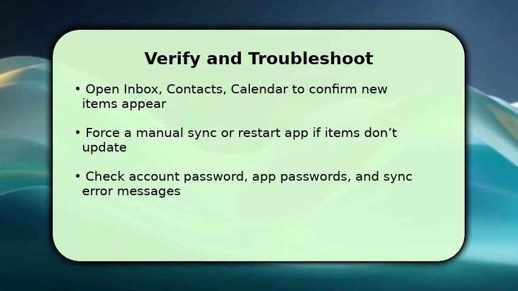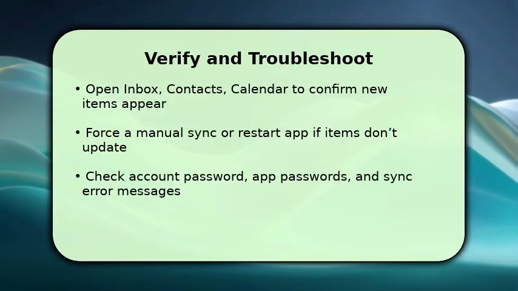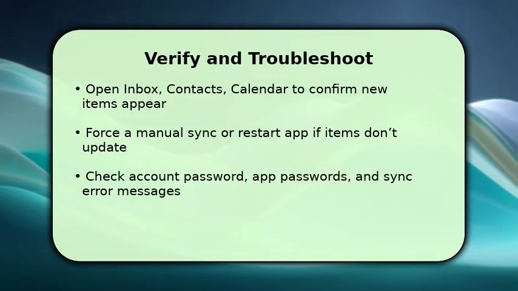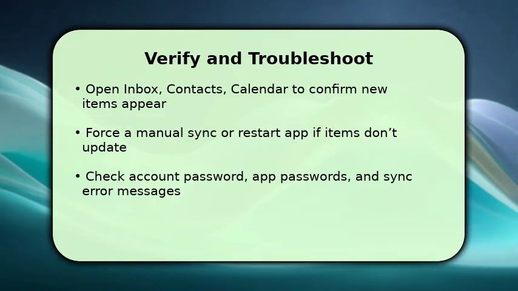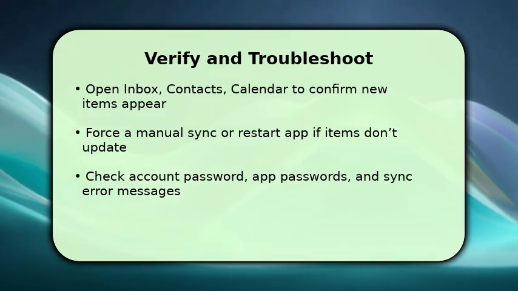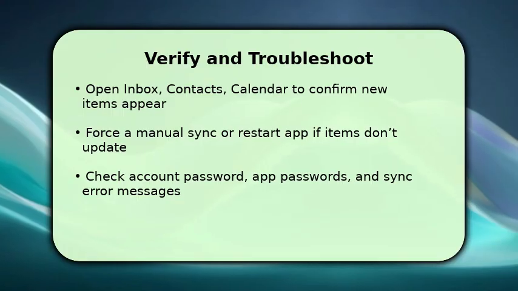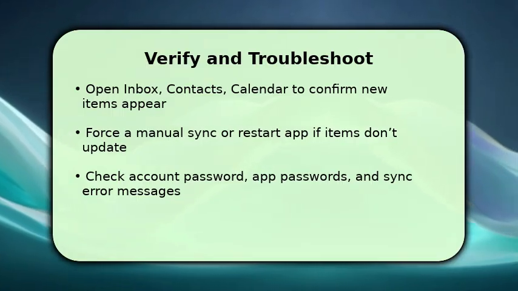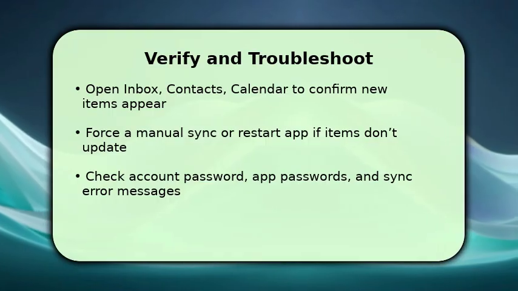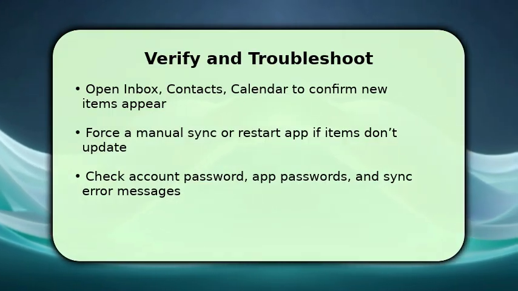Make sure your account password is current, and if you use two-step verification, create an app password. These often resolve auth failures. If problems persist, check error messages in account settings and temporarily disable battery optimizations. Troubleshooting this way fixes the common causes of failed Gmail sync.